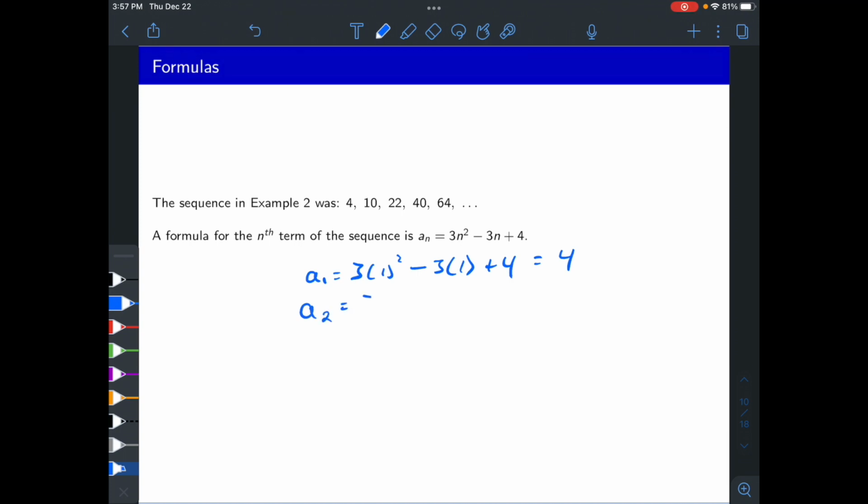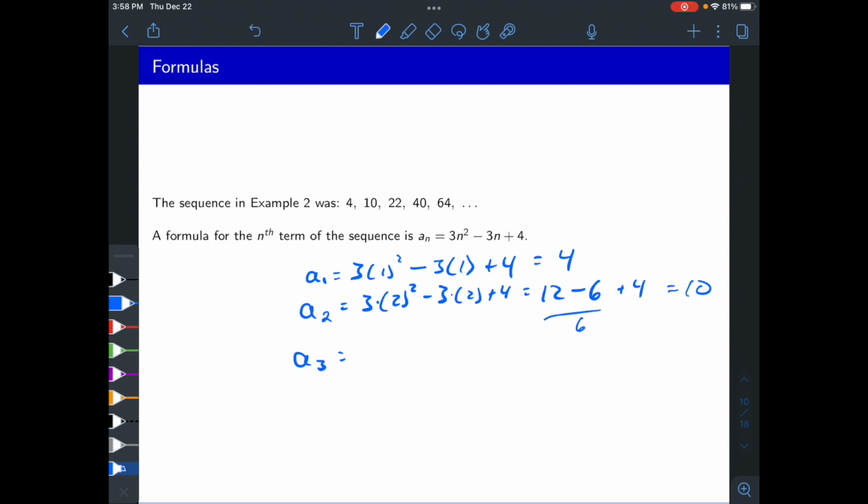A sub 2 would be 3 times 2 squared minus 3 times 2 plus 4. So this would be 3 times 4 is 12. 3 times 2 is 6. 12 minus 6 plus 4. This is equal to 6. 6 plus 4 is equal to 10. So a sub 2 should be equal to 10. So that works out too.